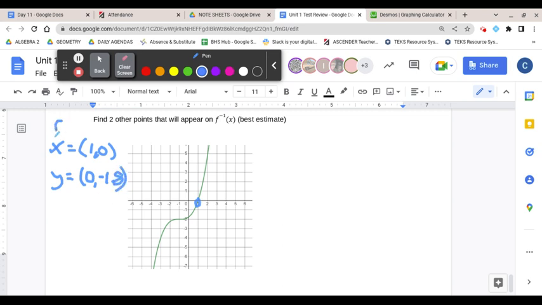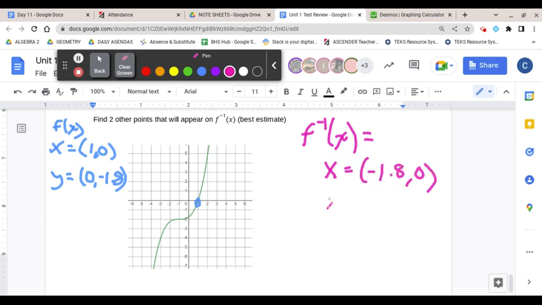Okay, and that's for f of x. So remember, when we do the inverse, f inverse, the x-intercept becomes the y-intercept. So the x-intercept for the inverse is going to be -1.8, 0, because the x's and y's flip. The y-intercept would be 0, 1.